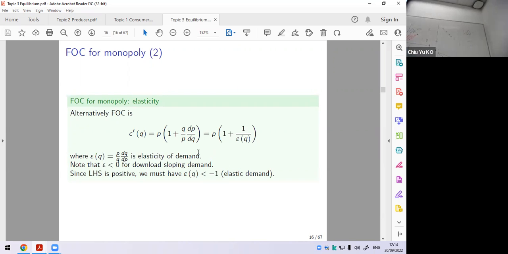Now we will try to see something here. The marginal cost, as I said, you can write as price times 1 plus 1 over the elasticity. I want to emphasize one thing: the left-hand side is marginal cost, which is positive. So we need 1 plus 1 over epsilon_Q greater than 0, because marginal cost is positive. This term must be positive.